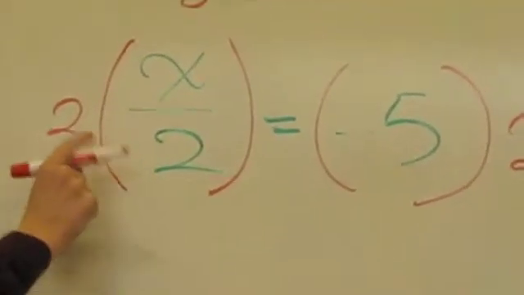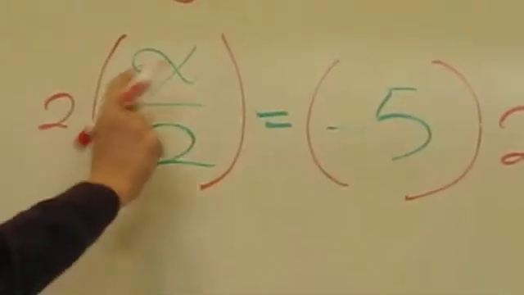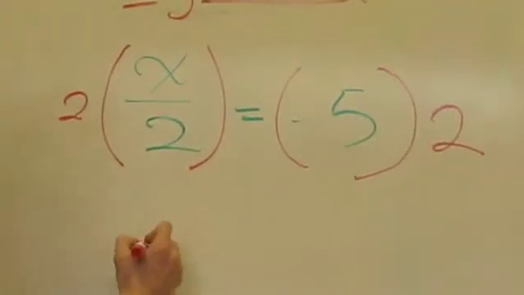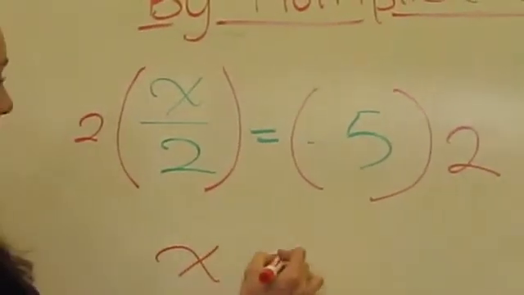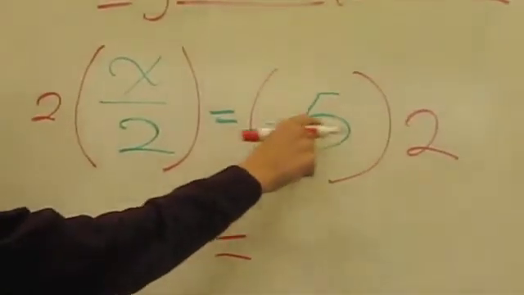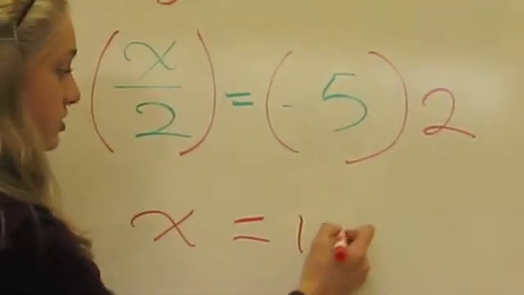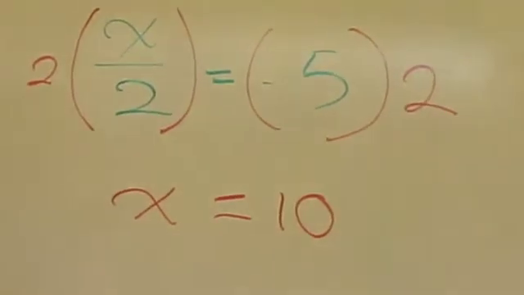So x over 2 multiplied by 2 is x, and a negative times a negative is a positive, so our answer is going to be a positive, and 5 times 2 is 10. So our answer is x equals 10.